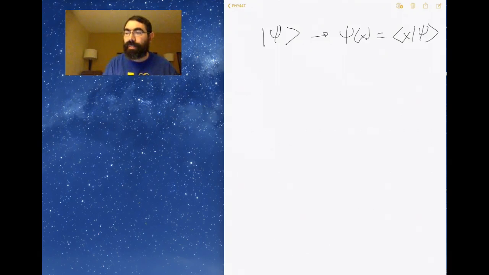So if we started with some state psi, then we can get the wave function psi of x by basically making the product of x with that state psi. So before we did it with just coordinates, x, y, and z. Now we want to incorporate spin as well.